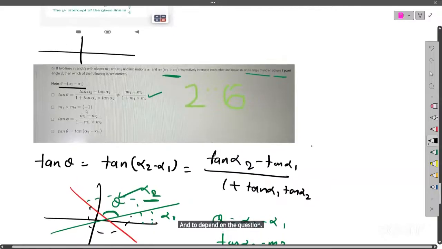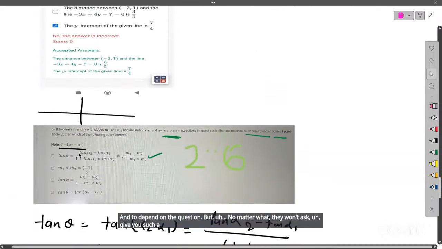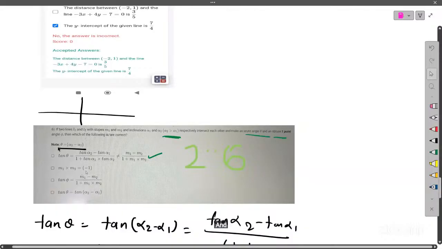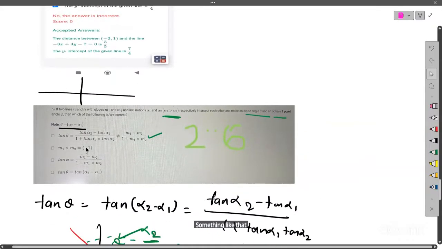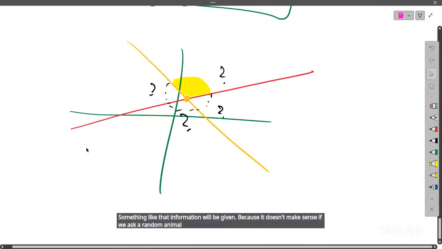But no matter what, they won't give you such a confusing type of question. They will explicitly mention which angle you need to answer, something like theta is given to be alpha 2 minus alpha 1. Something like that information will be given, because it doesn't make sense to ask for a random angle. There are actually four angles forming.